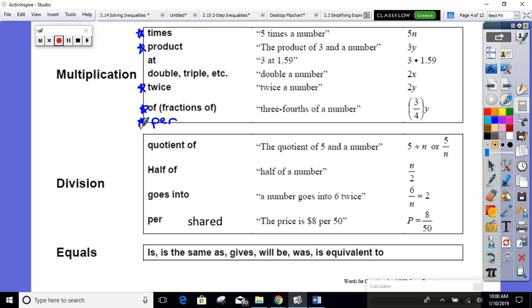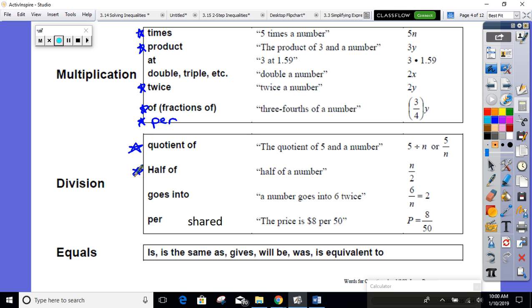All right, division. Some words that we're commonly going to see are "quotient." So we talked about when we add, we find a sum. When we subtract, we find a difference. When we multiply, we find a product. And when we divide, we find a quotient. You'll see the word quotient used a lot. You'll also see "half of" a fair amount. If you're finding half of something, you're dividing it by 2.